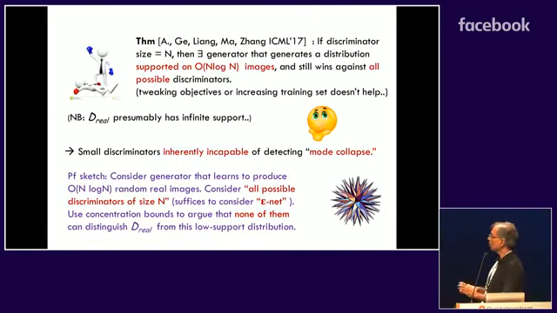Now you consider all possible discriminators of size n. And it suffices to consider an epsilon net of these. And now you use the concentration bounds to argue that none of them can distinguish D real from this low support distribution. Okay, that's the proof sketch. For those of you who know concentration bounds, you can fill in the details from this.